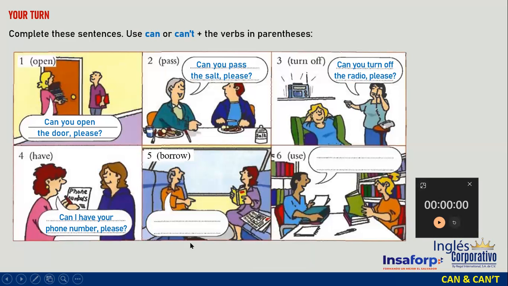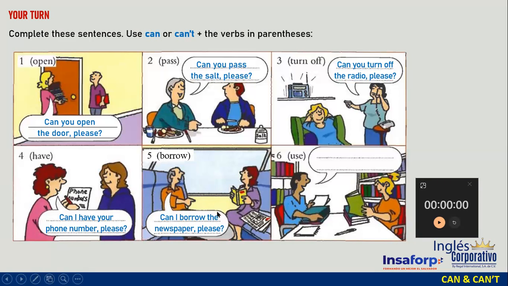Borrow. ¿Cómo usamos este verbo? Eso está un poco más difícil, ¿verdad? Sí. Veamos. ¿Alguien que haya intentado hacerla? ¿Cómo les quedó? Can you... no. Can I... Borrow? Sí. The newspaper? Correcto. Esa es la pregunta.